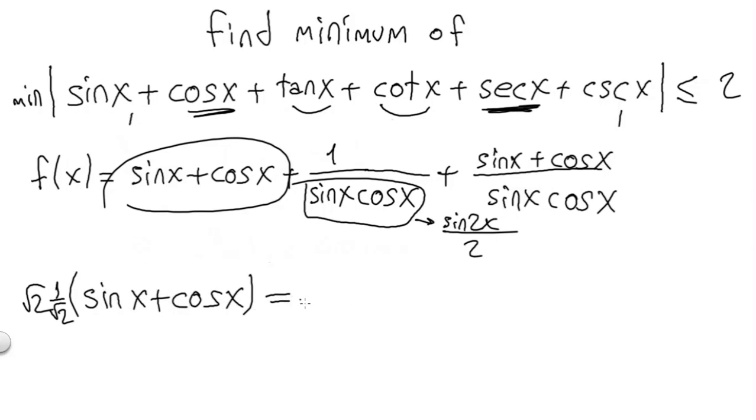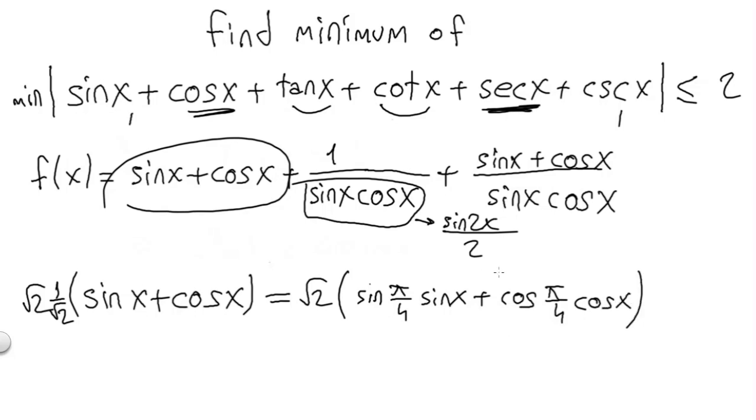I'm going to leave the square root of 2 alone, because I know that 1 over square root of 2 is equal to cosine of pi over 4, but also sine of pi over 4. So I can write this thing as, here I can choose sine pi over 4 times sine x, plus cosine pi over 4 times cosine x.